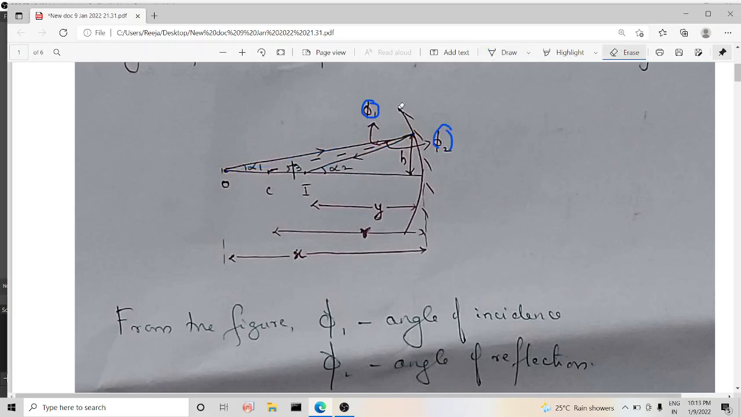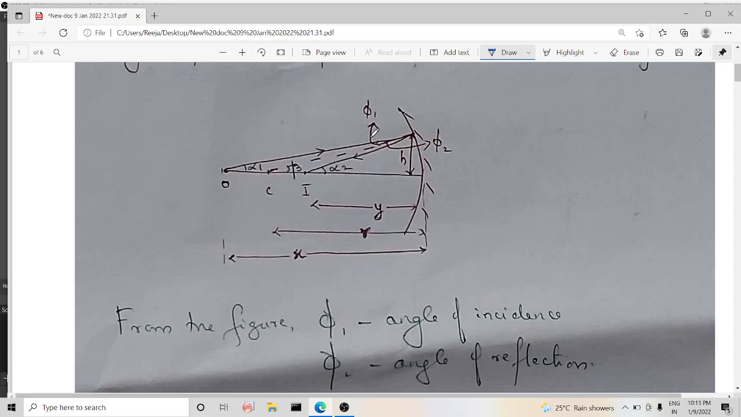As you all know, by the laws of reflection, the angle of incidence must be equal to the angle of reflection. So the angle of incidence here is phi 1 and the angle of reflection is phi 2. I express both these angles in terms of alpha 1, beta, alpha 2, etc.